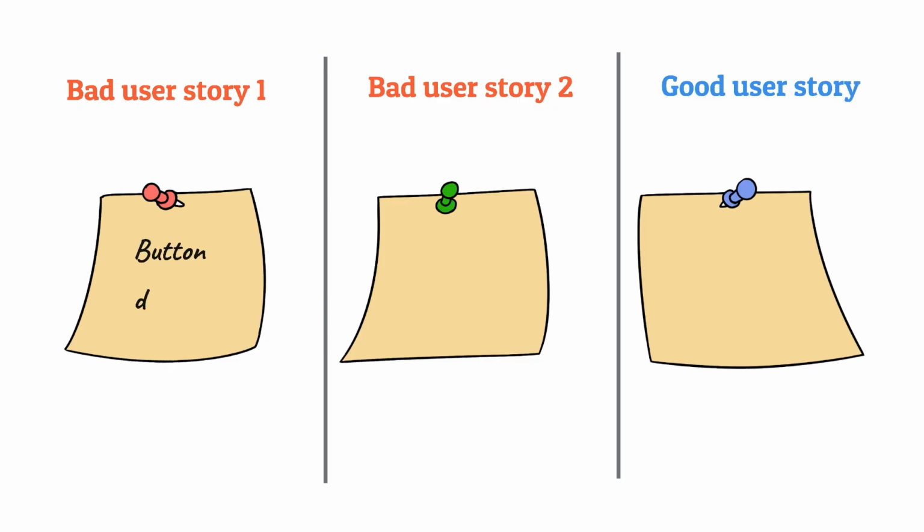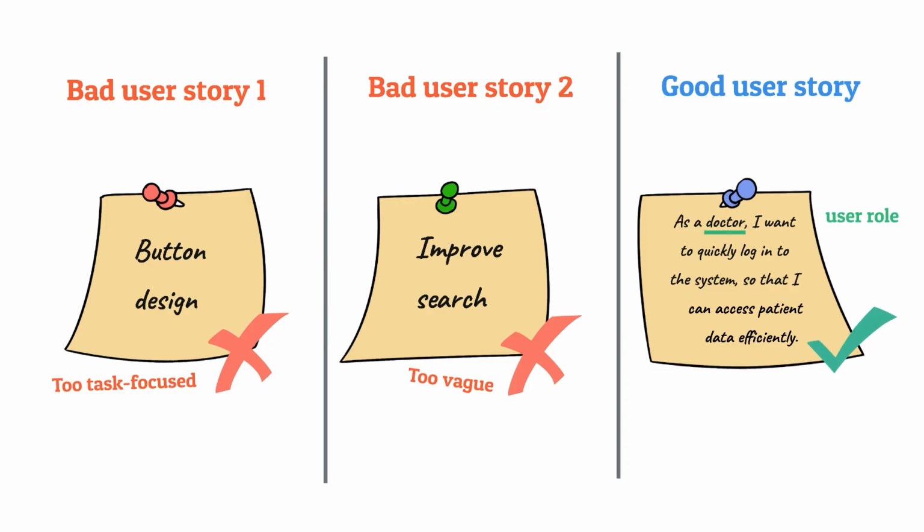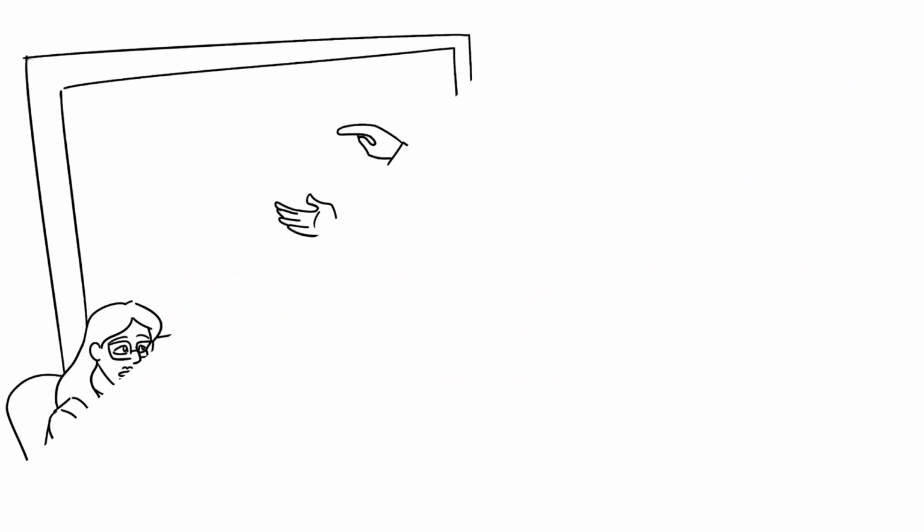Let's look at some examples, starting with what not to do. Button design. That is a task, not a user story. Improve search. Too vague. These don't tell us who the user is or why they need this. Now, compare these to a good user story. As a doctor, I want to quickly log into a system so that I can access patient data efficiently. Much better. We understand the user, a doctor, their goal, quick login, and the benefit, efficient data access.